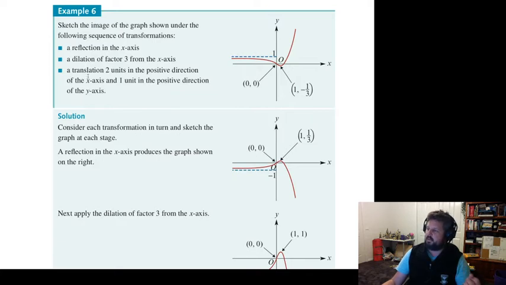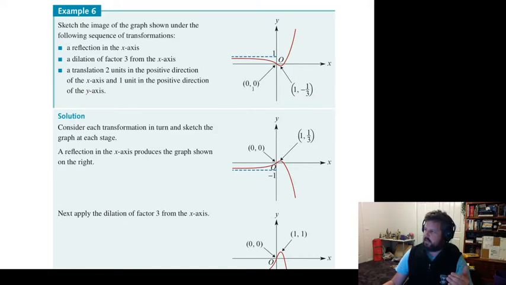And a translation of 2 units in the positive direction of the x-axis and 1 unit in the positive direction of the y-axis. Now you could write out each of these things using the notation that we had from the previous example. Or you can just keep it in your brain, think about it logically with what's happening. So here's our graph here. The first one is to reflect it in the x-axis. So again, here is our x-axis. We know that that's going to change the y coordinates. It's going to multiply by negative.